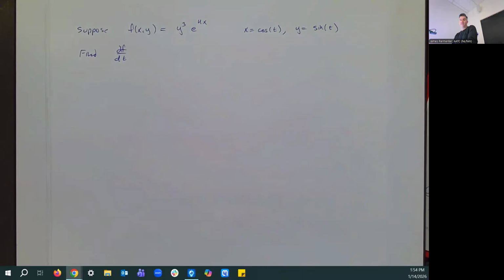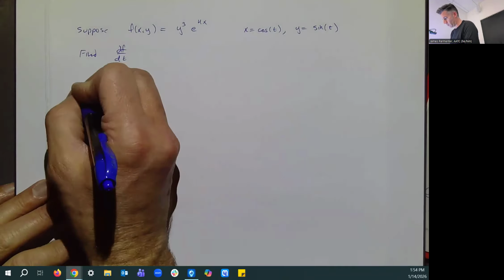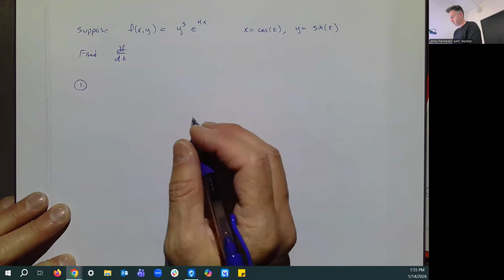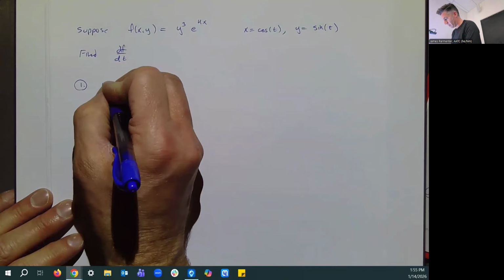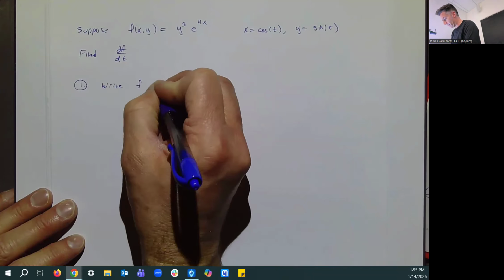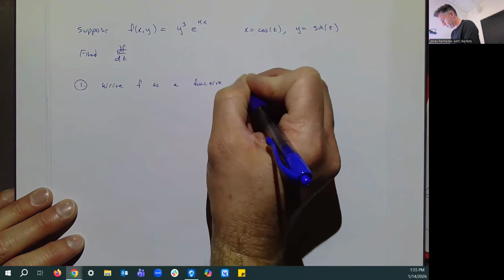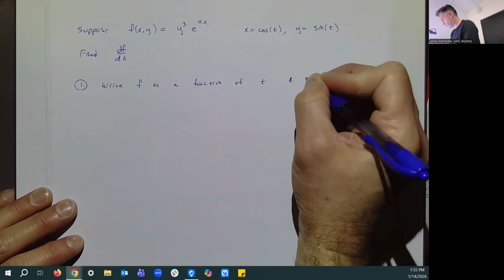And although you don't have to draw it, well, in fact, we're going to do it two ways. So first, we're going to do it maybe an older way where we're going to just write f as a function of time, or t, and then differentiate.